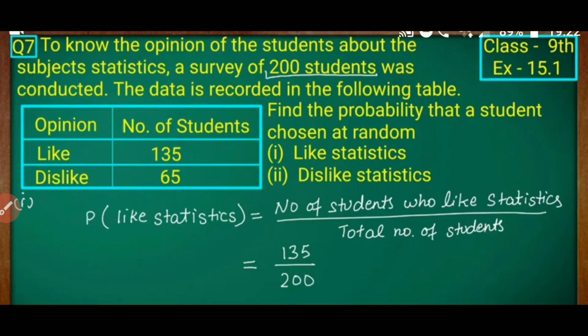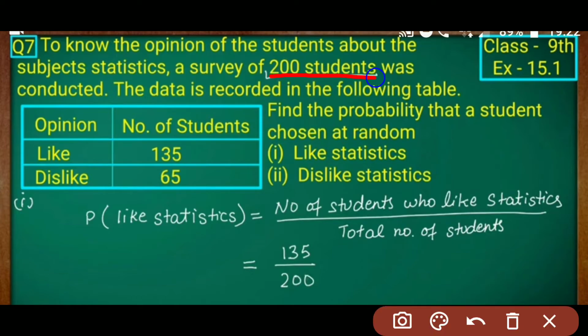Now we see question 7. To know the opinion of the students about the subject statistics, a survey is given of 200 students. So the number of students is 200 here. Opinion, liking and disliking. Out of 200, 135 like statistics, and those who don't like, there were 65 students. We have to find the probability for a randomly selected student. Both conditions we have to find.